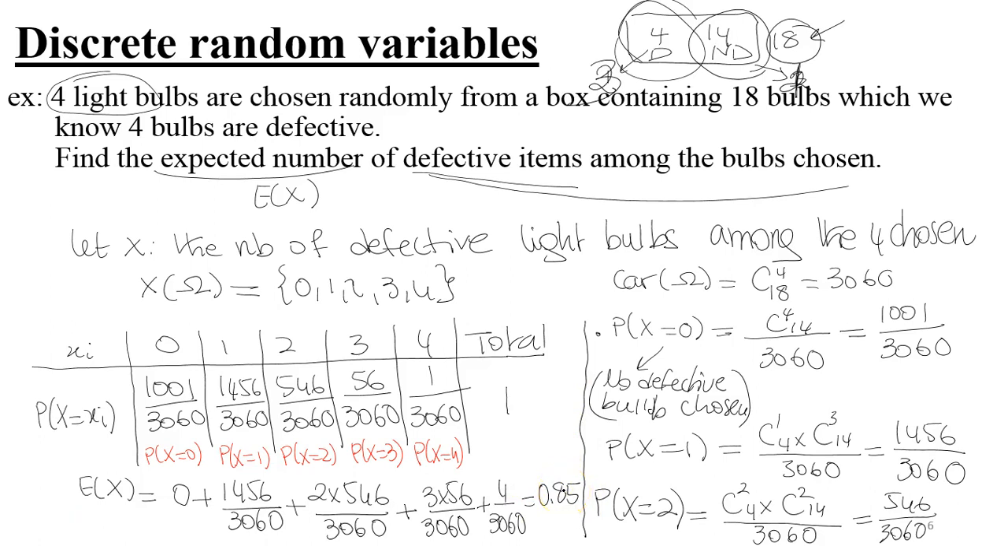Now, what does that mean? It means that whenever you perform this random experiment, whenever you have that given box and you choose 4, you are expected to have 1 defective item among the 4. So you're expected to have, in fact, at most 1, because the expectation is even smaller than 1. So you're expected to have almost 1 defective item among the 4 chosen.